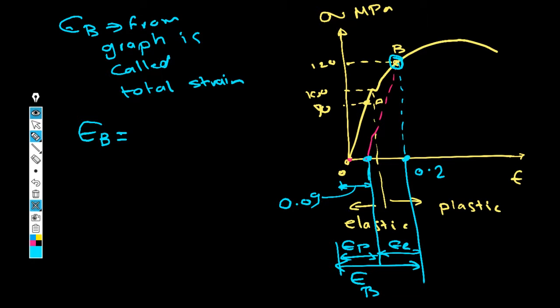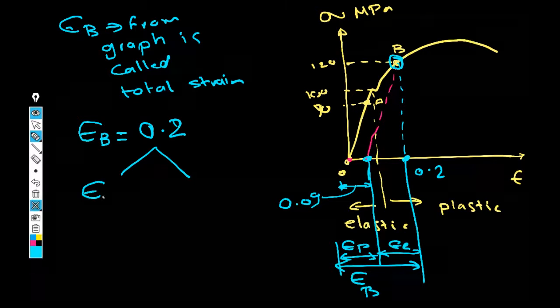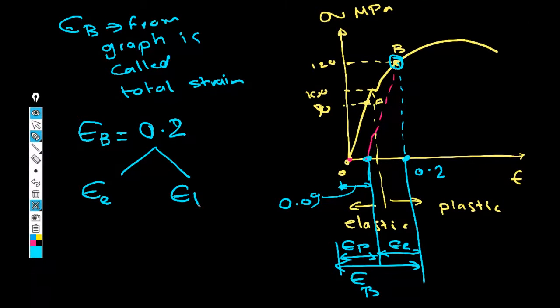0.2. Excellent. This is what I need from you. This is called total strain. It has two values, epsilon elastic and epsilon plastic. So how to find the plastic strain from the graph?